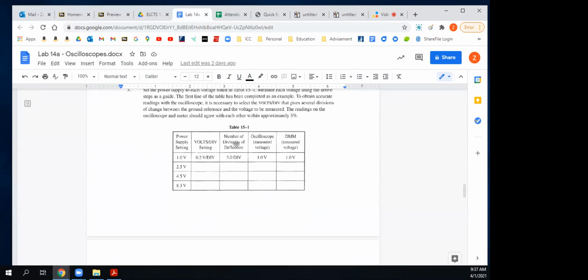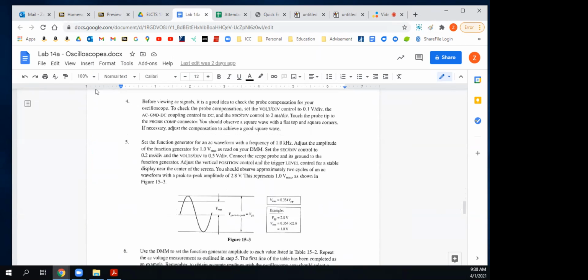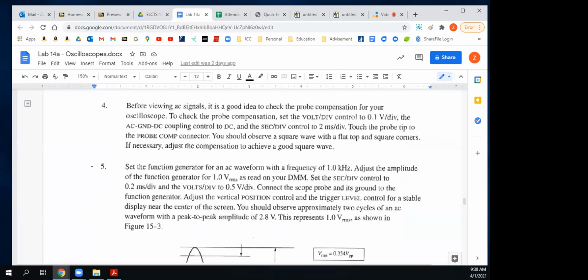By now you should have table 15-1 filled out. Number 4, before viewing AC signals, it's a good idea to check the probe compensation for your oscilloscope. Check the probe compensation, set the volts per division control to 0.1 volts per division. So how many millivolts would that be? 0.1 volts is how many millivolts? 100 millivolts.